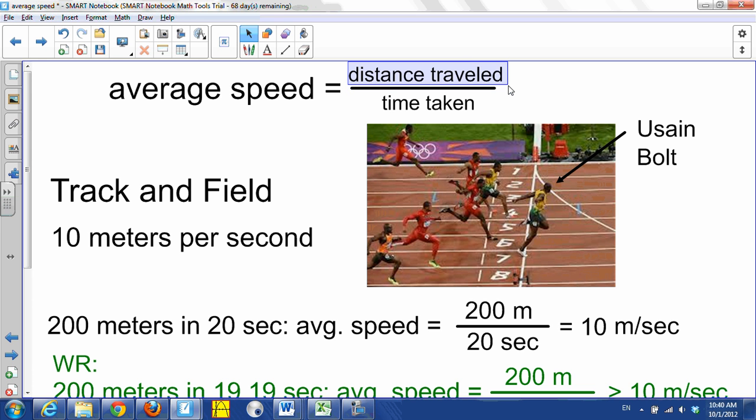If you travel further, if you increase the numerator here, if you travel further in the same amount of time, think about whether you're traveling faster. If you take more time to travel the same distance, think about whether you're traveling faster or slower. That's how you can think about it. And I hope that video helps you understand and answer those questions.